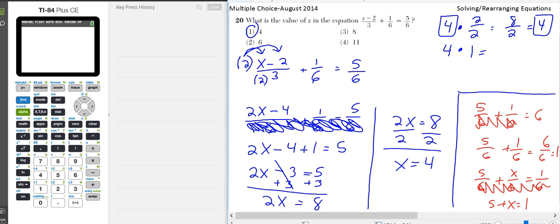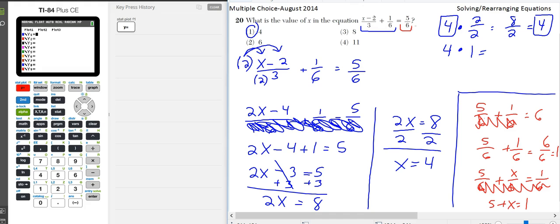Another way you could have done this is by graphing the whole left-hand side of your equation into y1, and graphing the whole right-hand side, which is just 5 over 6, into y2, and checking where they intersect. Wherever they intersect, the x-coordinate of that point is what x is equal to.